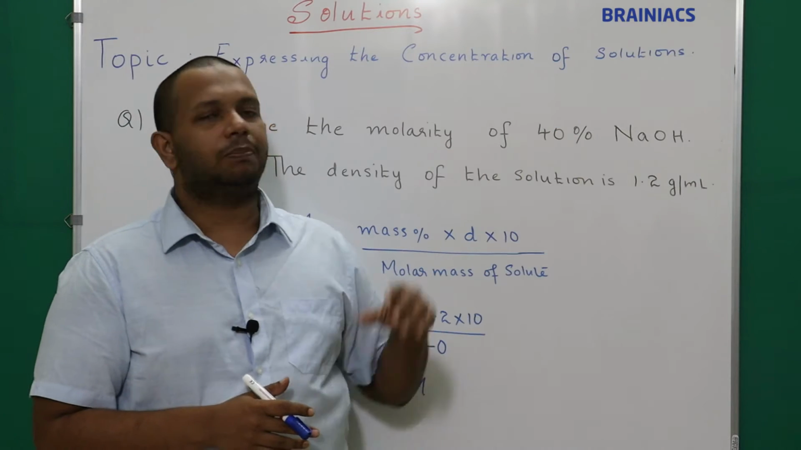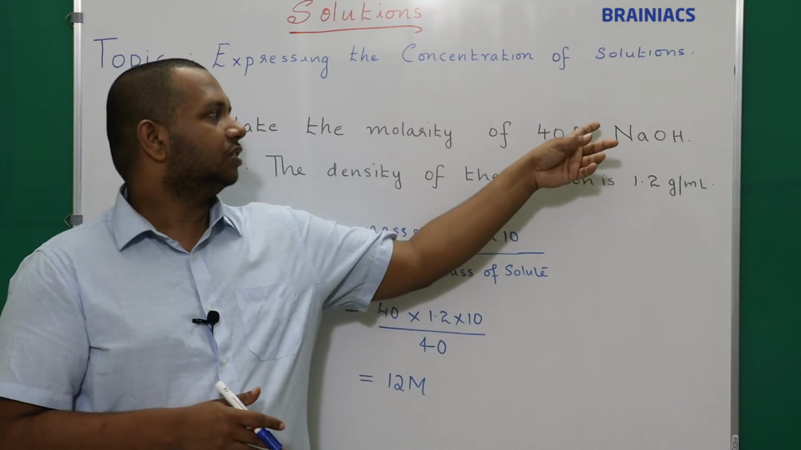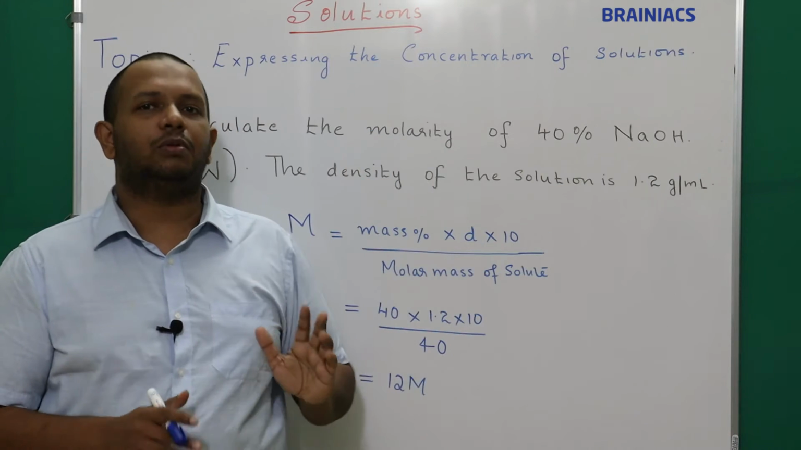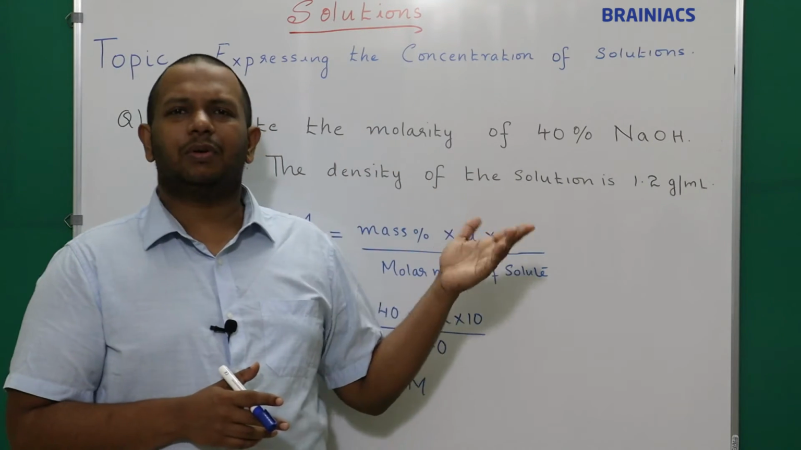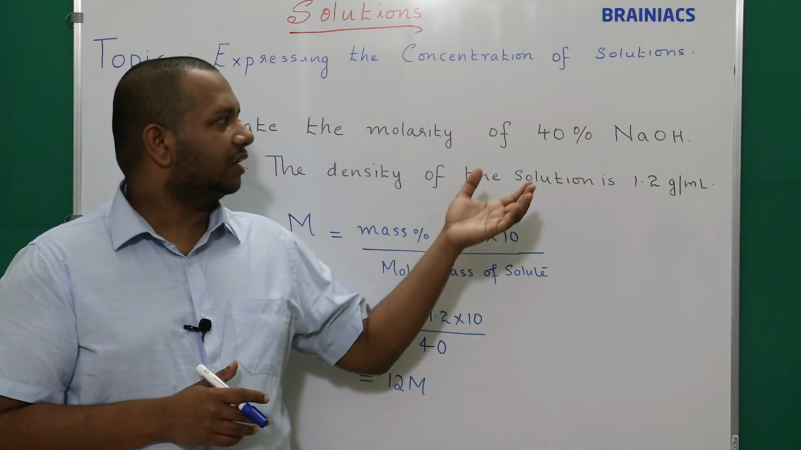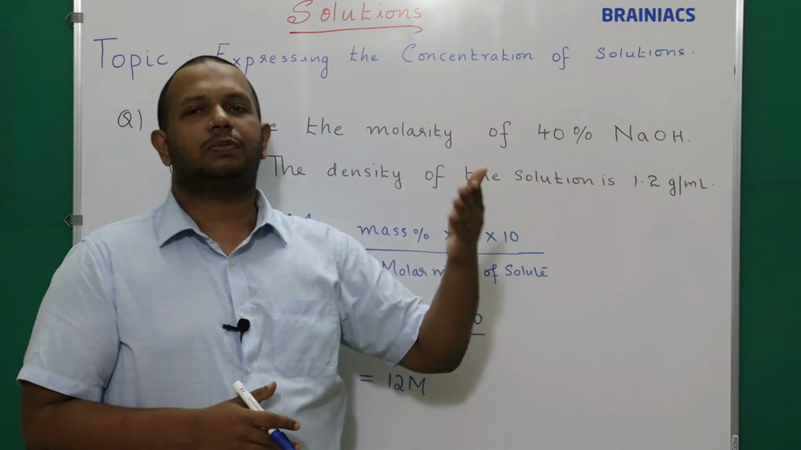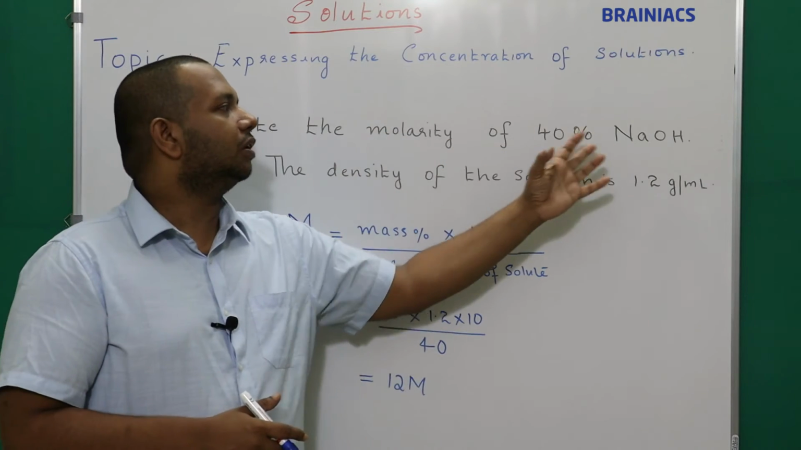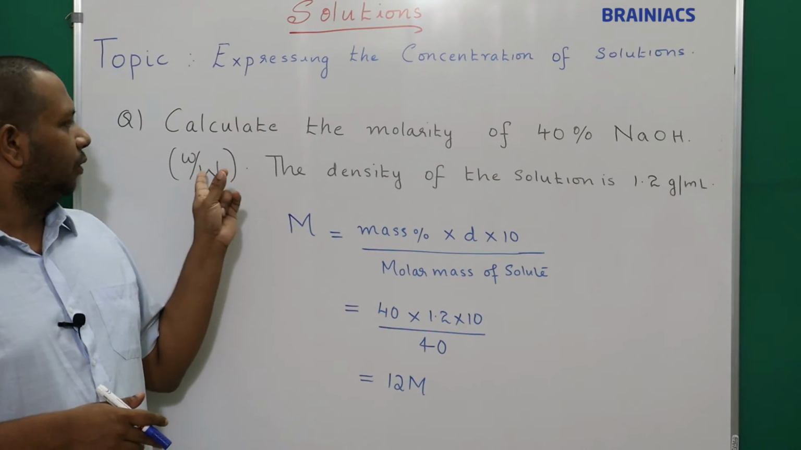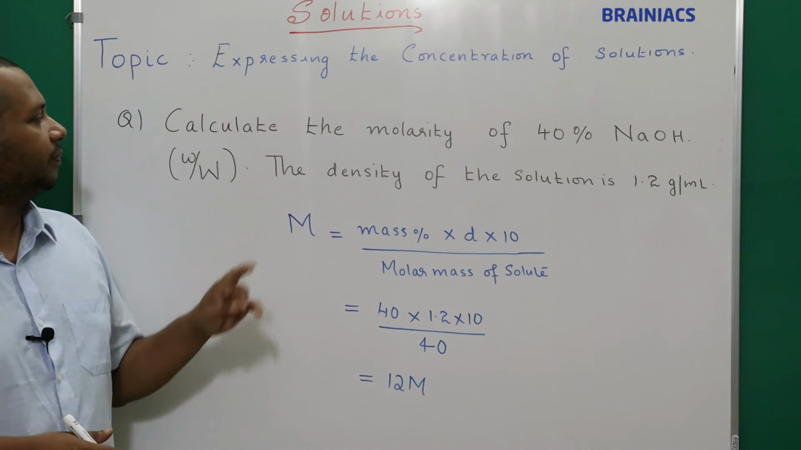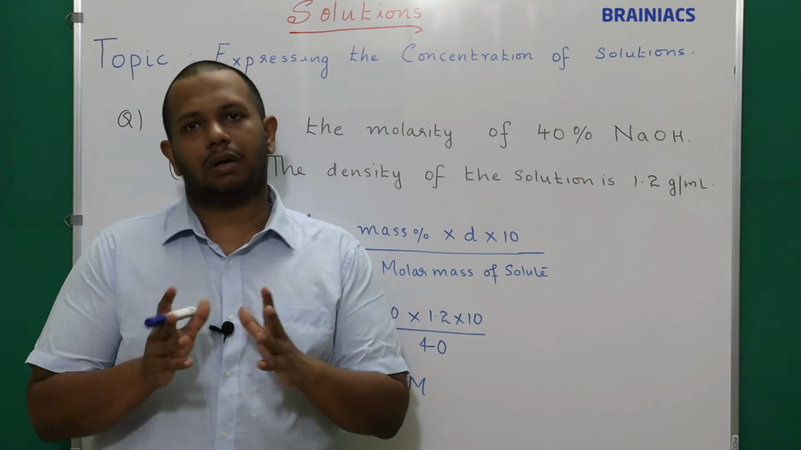That is what is meant by 40%, because we know the mass fraction. They should exactly give W by W to make it clearer, but suppose they have not given it, assume W by W. W by W means 40 gram of NaOH is present in 100 gram of the solution. Next, the density of the solution is given as 1.2 gram per ml.